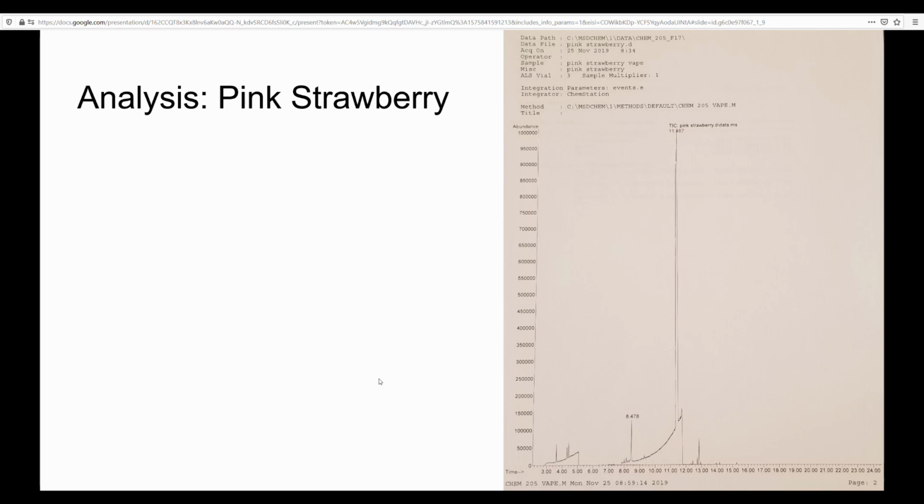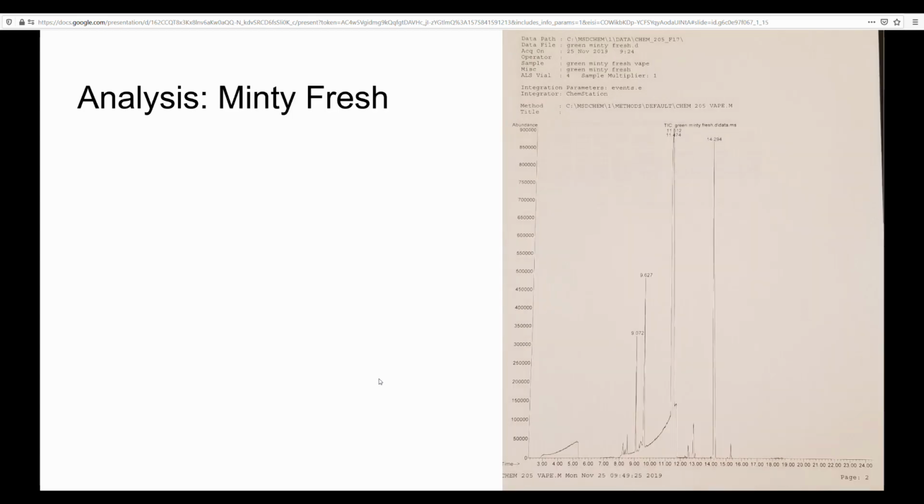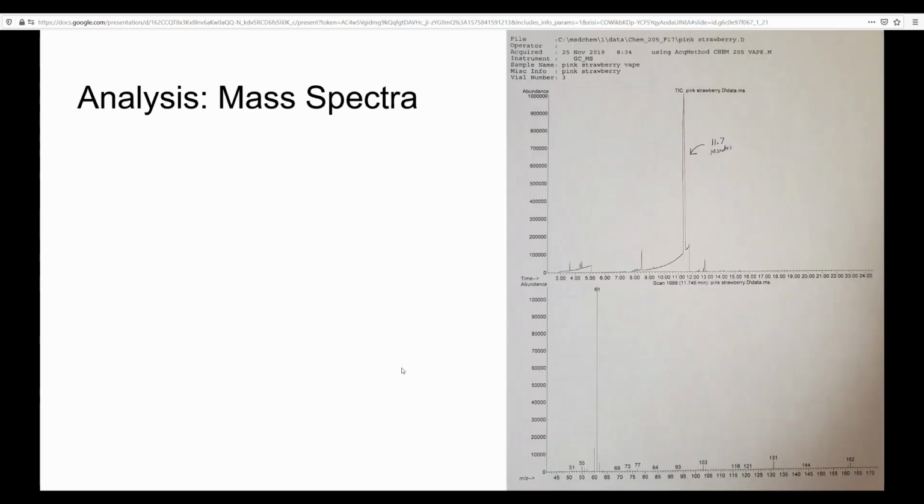Notice that the pink strawberry chromatogram and the orange mango chromatogram appear to be very similar. Now look at Minty Fresh. Minty Fresh appears to have new peaks, whereas others have disappeared.